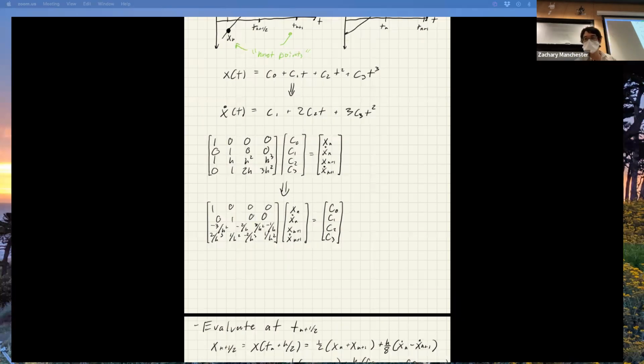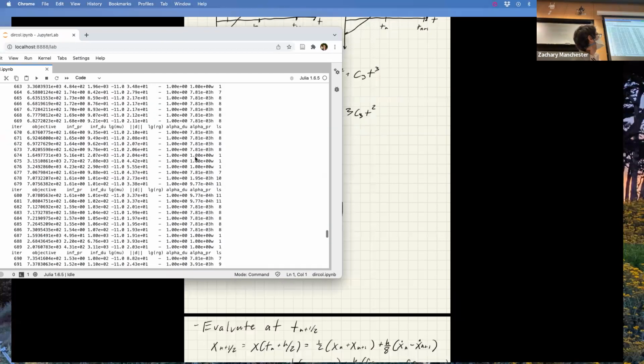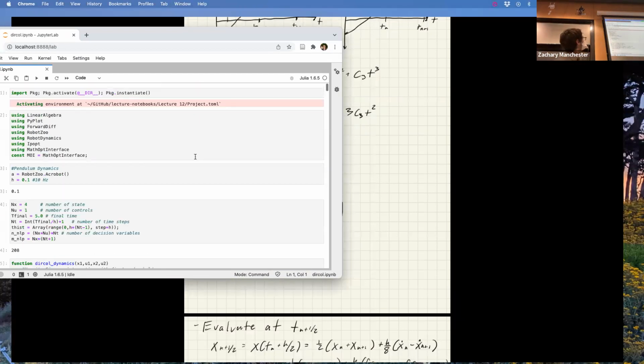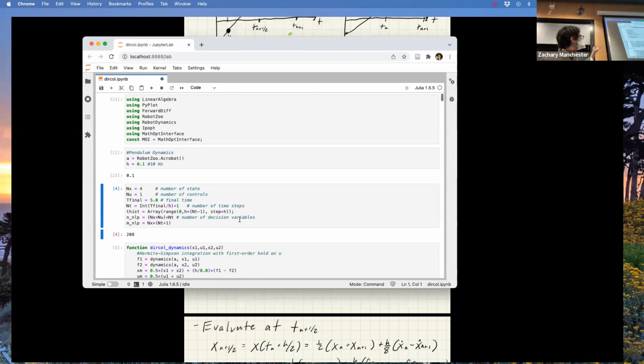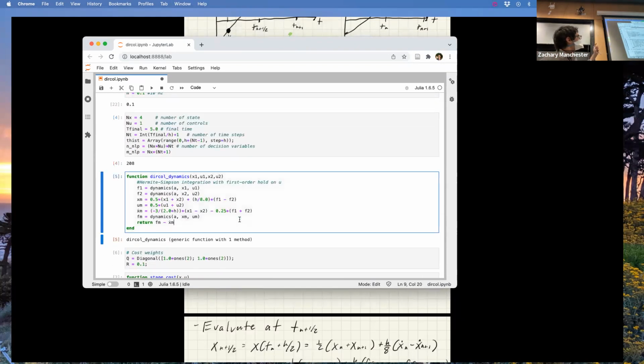Okay, let's look at some code before we get out of here. Here's our favorite acrobot yet again. Oh, wow, that's really ugly. Okay, cool. So here's what we're dealing with. We're going to do the acrobot again: 10 Hertz samples, 5-second horizon. Here are the dynamics constraints that we just derived.